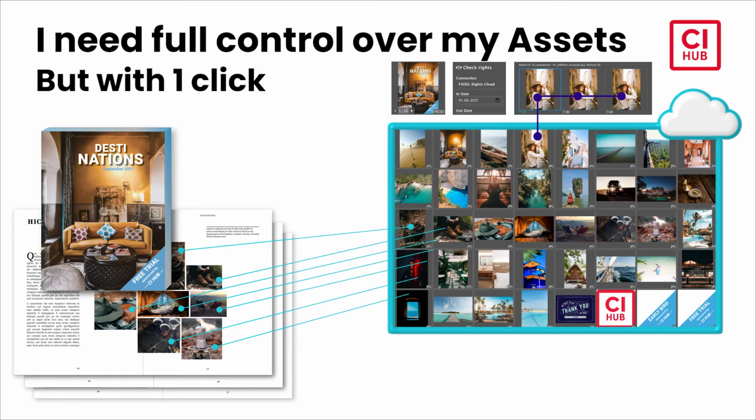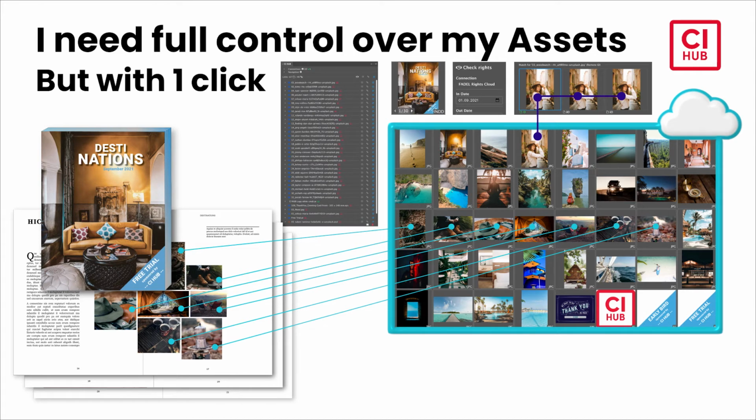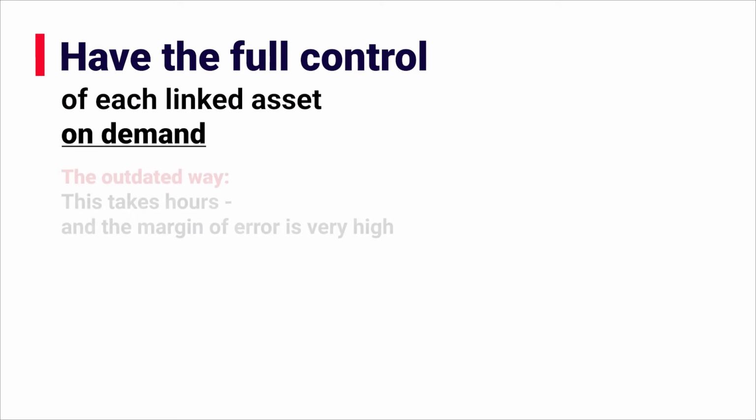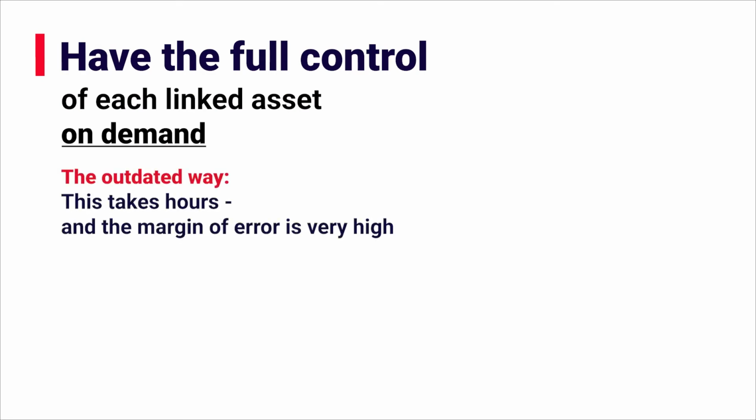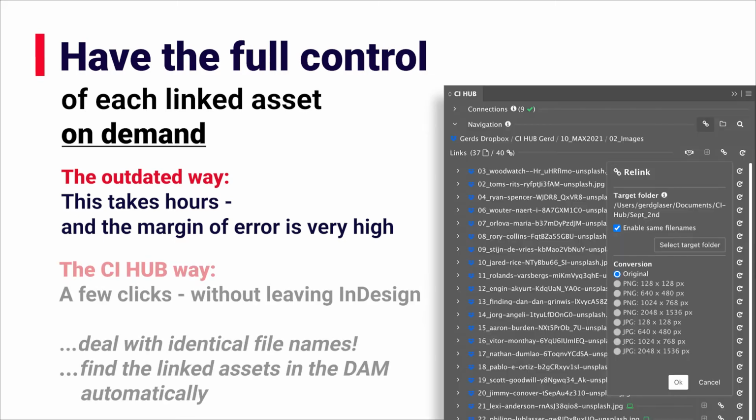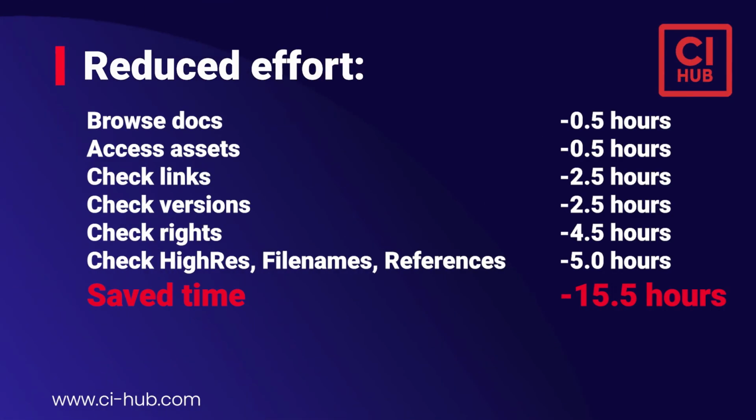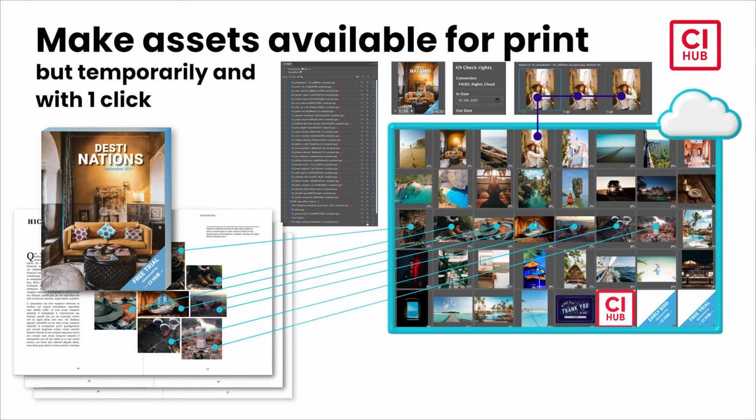So I need full control over my assets when it comes to resolution, availability, file names, etc. Sometimes you have to deal with identical file names like logo.ai or pool.jpg. Well, that works in a DAM, but it doesn't work in a download folder. So references will get lost. And the search in the DAM for all linked assets can take hours. With the CI Hub, it's just one click. So I've saved another 5 hours.